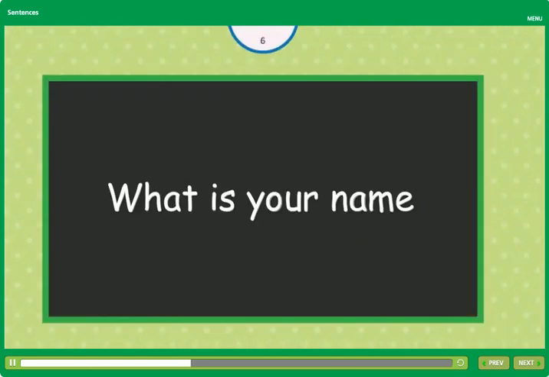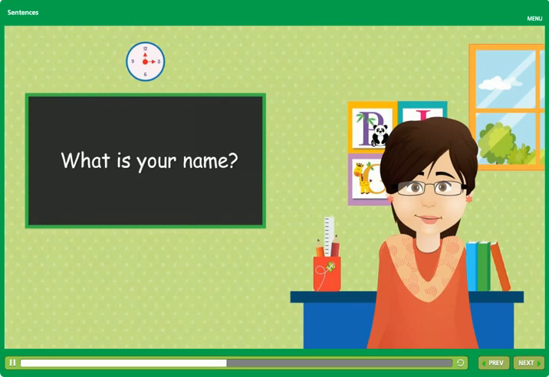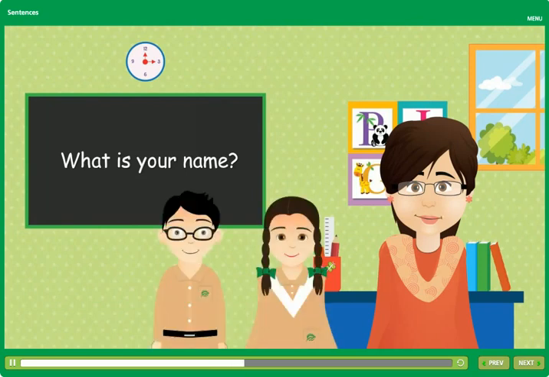This is an asking sentence, and it ends with a question mark. Who can come make a question mark on the board? Get two students to come up and make question marks on the board.